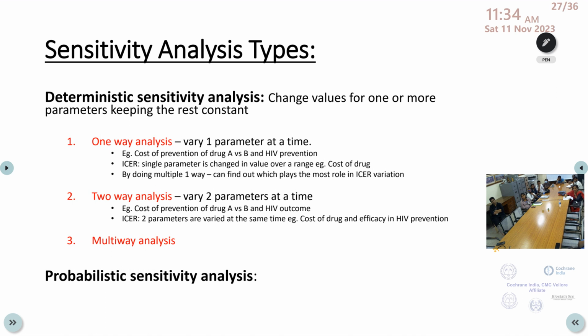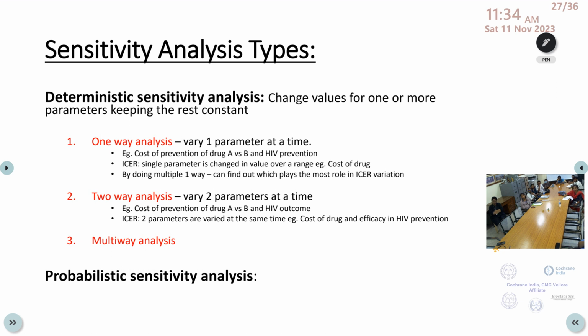Now if I have the same thing with two drugs, and now I'm not just adjusting one variable, so it's not just drug A's cost or drug B's cost. While adjusting drug A and drug B's cost, you also look at the prevention. So from 90%, what if it's 80%, or what if it's 85%? When you analyze two variables at one time, it's called a two-way analysis, and then there's a multi-way analysis. One-way analysis is the best to look at which variable plays the most role in the overall outcome, and they do this with multiple methods of analysis, and they present it.